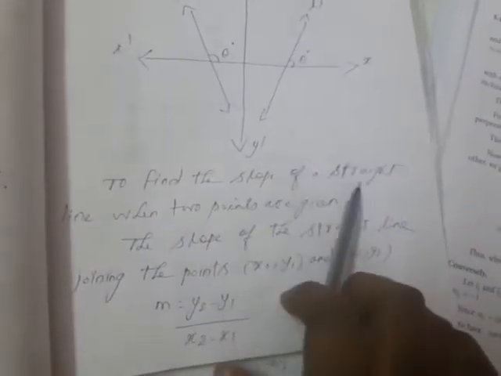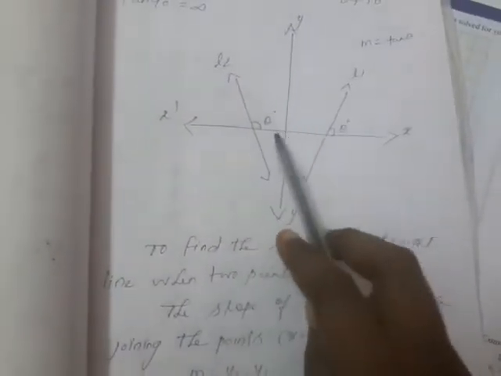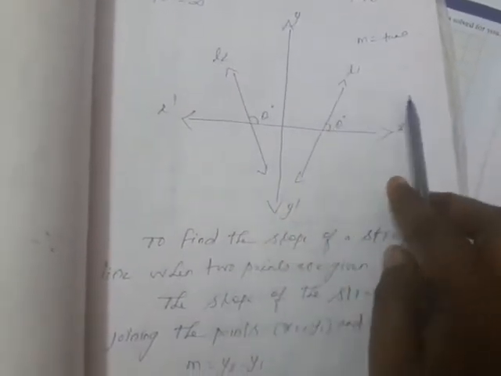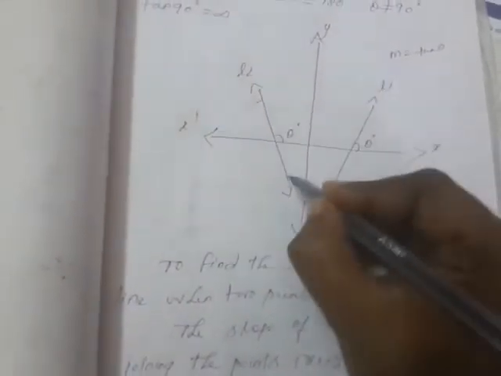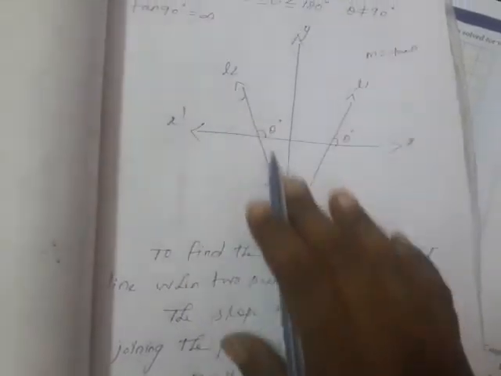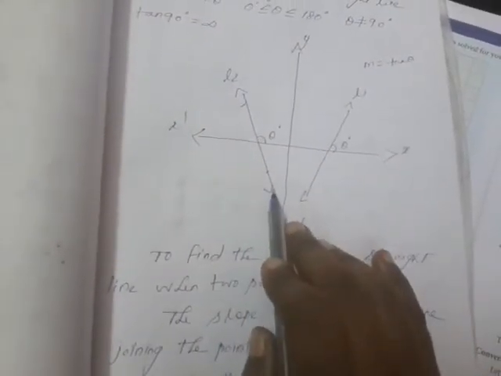So the next one, to find the slope of the straight line. If the angle is given, we can easily find the slope as m equals tan theta. The same thing: they can also give two fixed points. So here, line 1, line 2, two fixed points they are given. To find the slope of a straight line with fixed points x1, y1 and x2, y2, like that they are given the points.